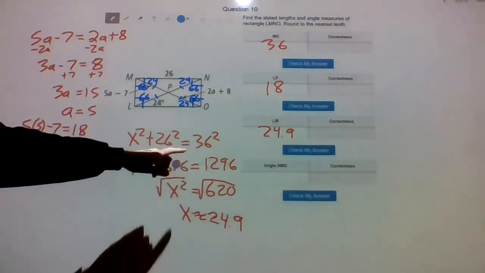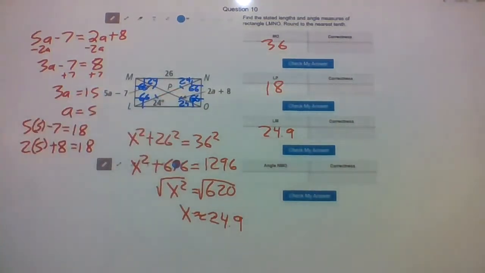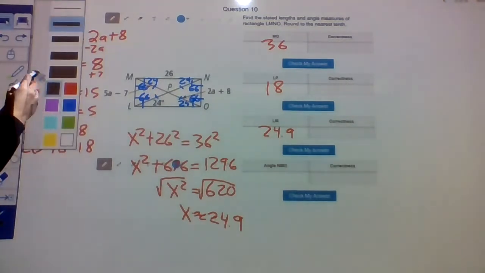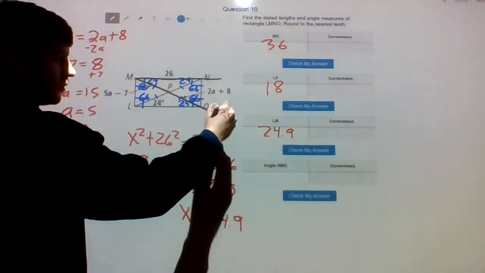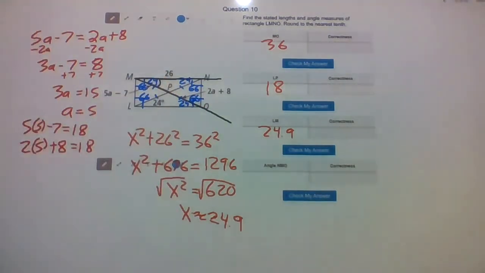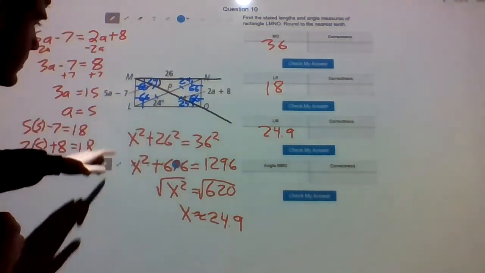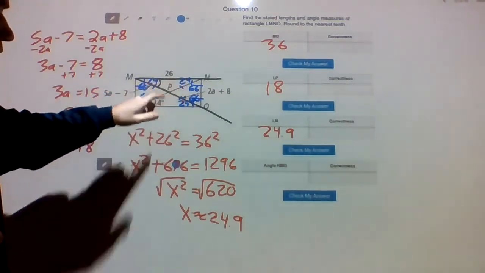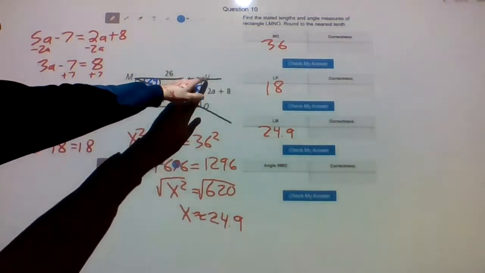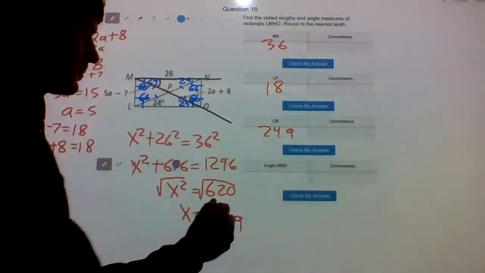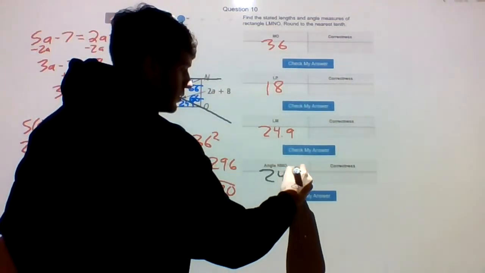So NMO, get the blackboard now. NMO, that's this angle here, which is 24, if you can read it. 24, 24, 24, 24, then 66, 66, 66, and 66. So NMO is 24 degrees.